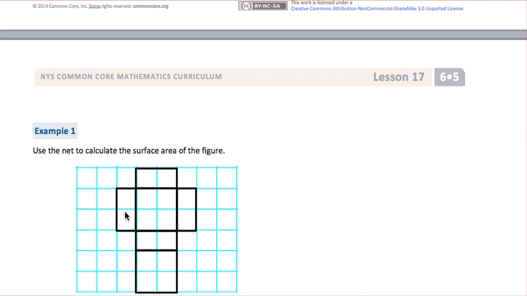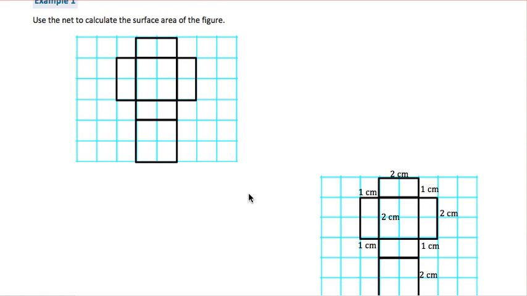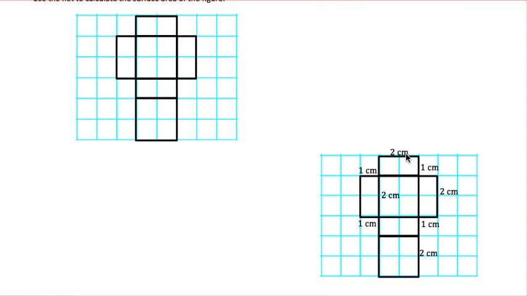In example 1, we have a very basic rectangular prism net that is printed on graph paper, and we're going to calculate the surface area of the figure. So the first thing we would do is take that and find its dimensions. And you can see them printed out. Honestly, at this point, since surface area is new, you would want to label all of the sides that you possibly can so that you are not confused about the surface area as you find it.